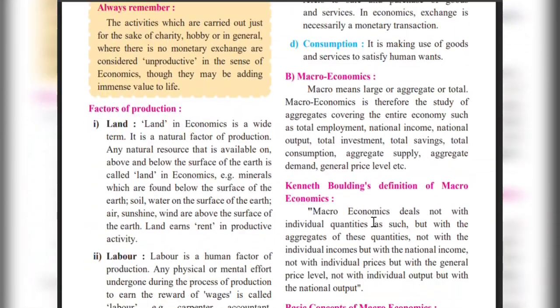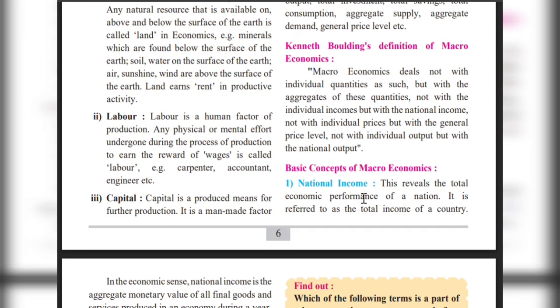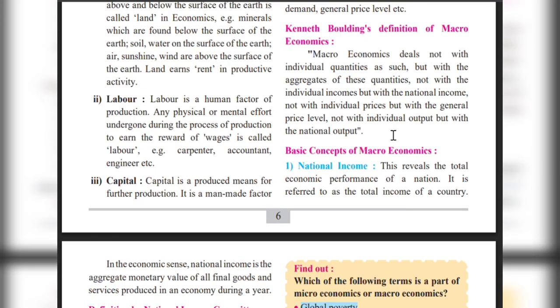Now, we have already seen microeconomics. Now we will be learning about Boulding's definition of macroeconomics. So see, macroeconomics deals not with individual income but with the national income, and not with the individual prices but with the general prices. So it deals with the whole economy. It is the aggregate study of the economy.